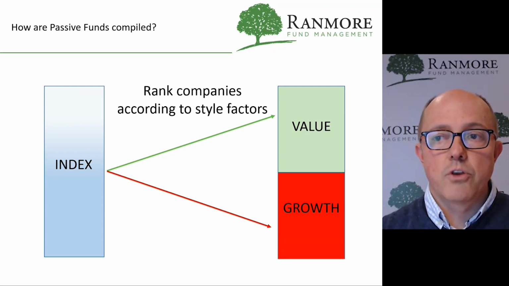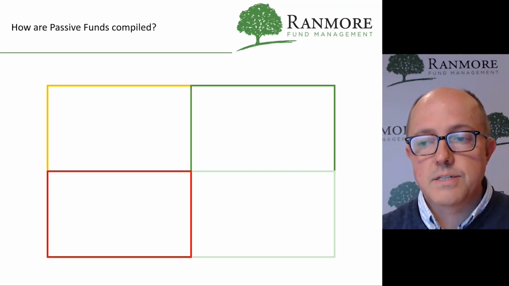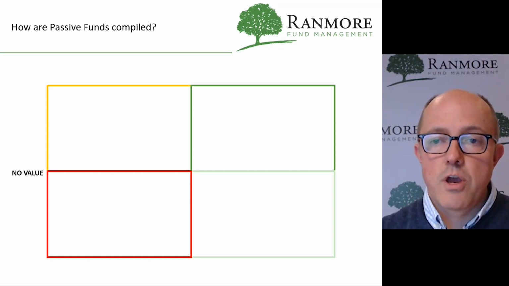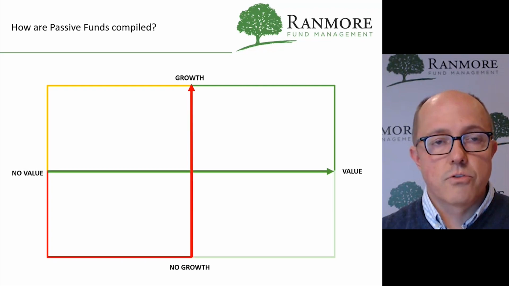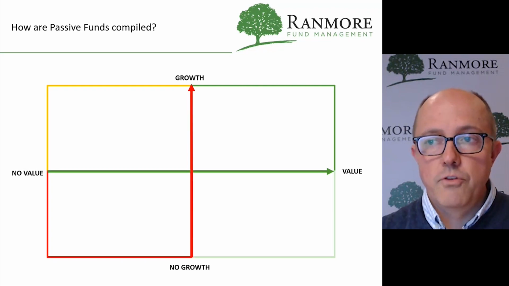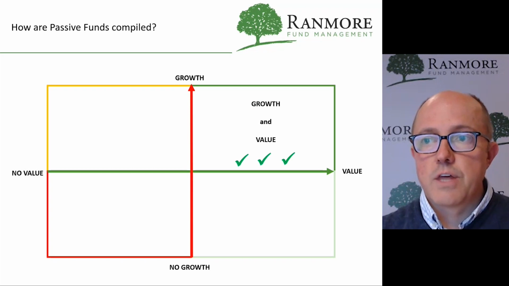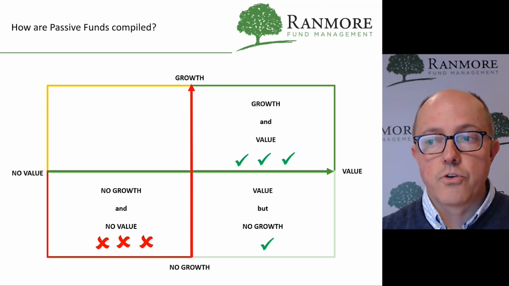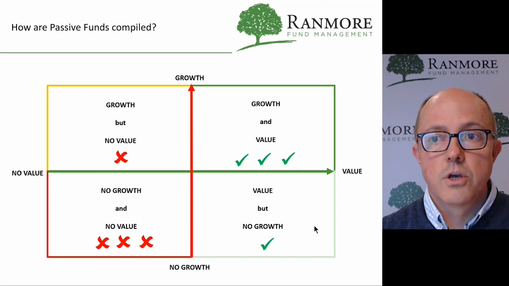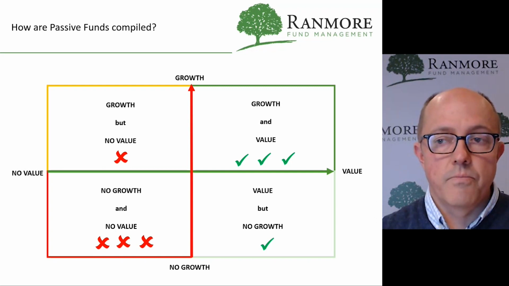And so actually what you end up with is a quadrant, and let's explain this here. So let's say you're going from no value to value on the right, and from no growth to growth at the top. Okay, well, if you've got 4 quadrants, you can see that in the top right quadrant you've got growth and value. And in the bottom left quadrant, you've got no growth and no value. And in the bottom right quadrant, you've got value, but no growth. And in the top left quadrant, you've got growth, but no value.